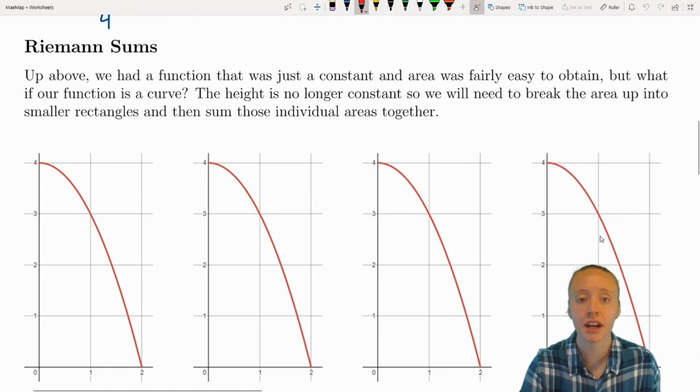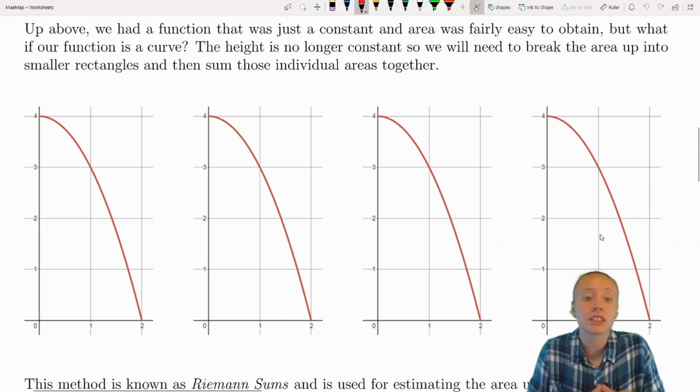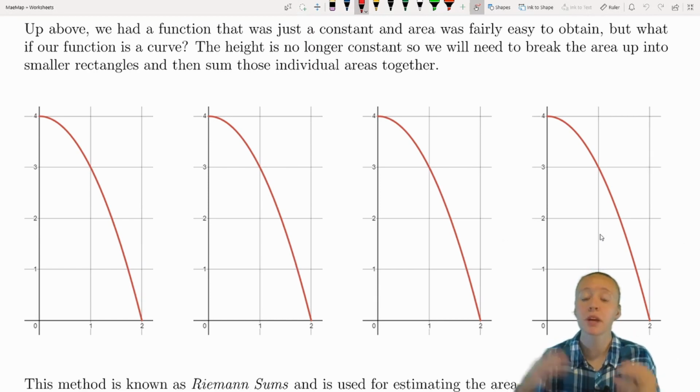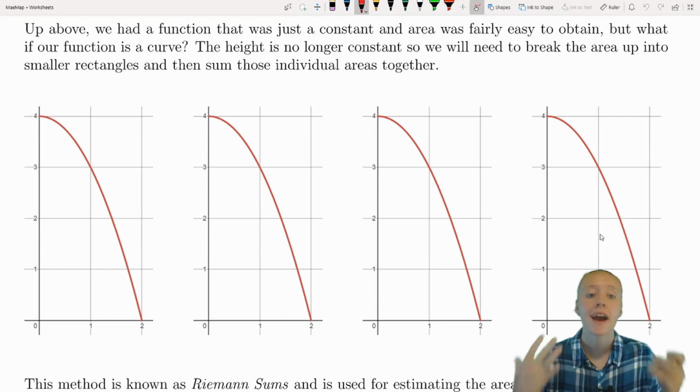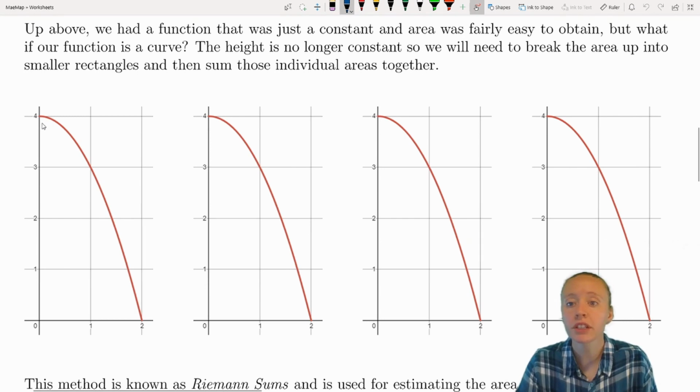Now I drew the same graph a bunch of different times on this paper so we could talk about just potential different ways to break up our area in order to estimate it. So again, the area of a rectangle is easy to calculate. So we're going to find smaller rectangles that we can use underneath this function.